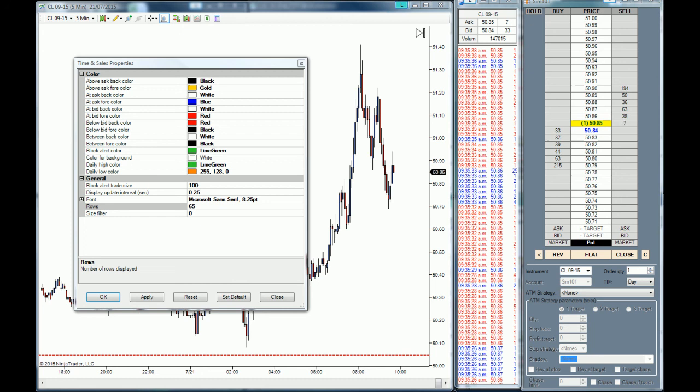So this is basically how you color code it, and how you know that you have it right, and how you can know with the Time and Sales where momentum is actually hitting.